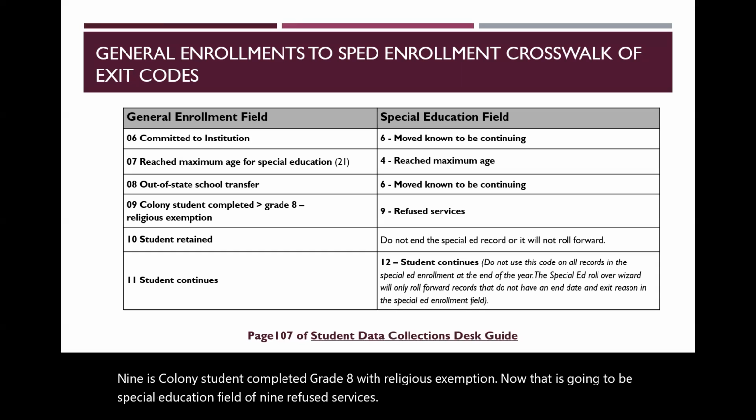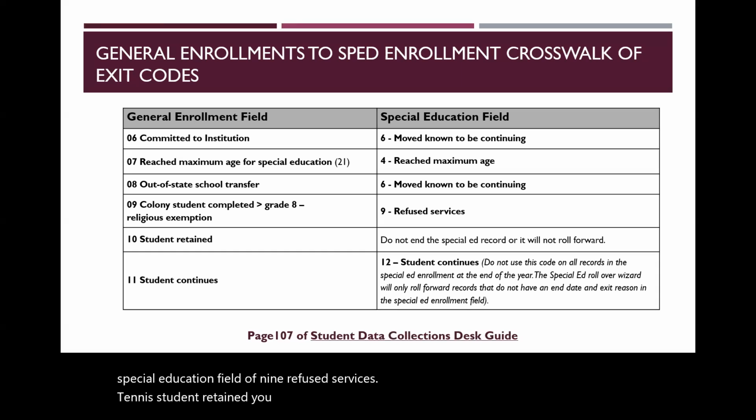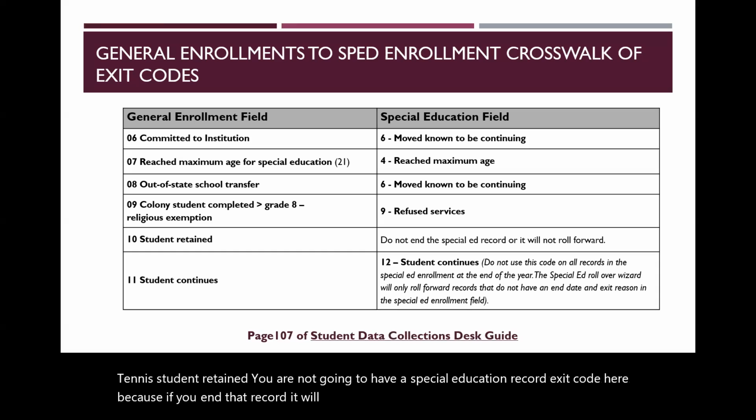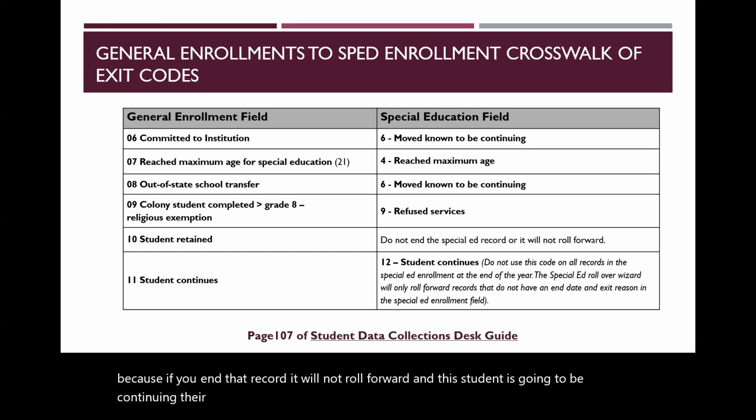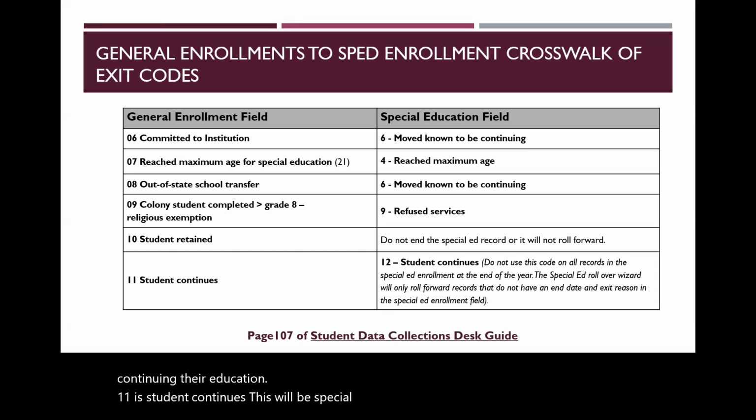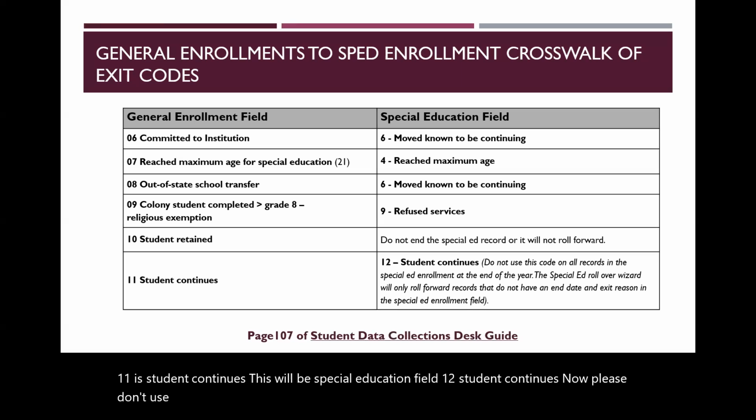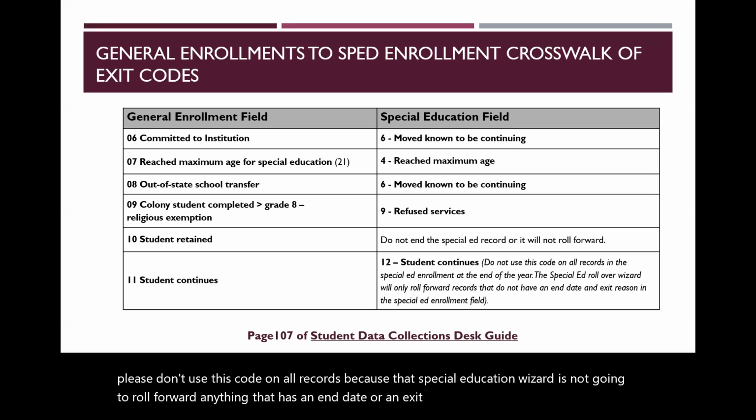10 is student retained. You are not going to have a special education record exit code here because if you end that record, it will not roll forward, and this student is going to be continuing their education. 11 is student continues. This will be special education field 12, student continues. Now again, please don't use this code on all records because that special education wizard is not going to roll forward anything that has an end date or an exit reason in that special education field.